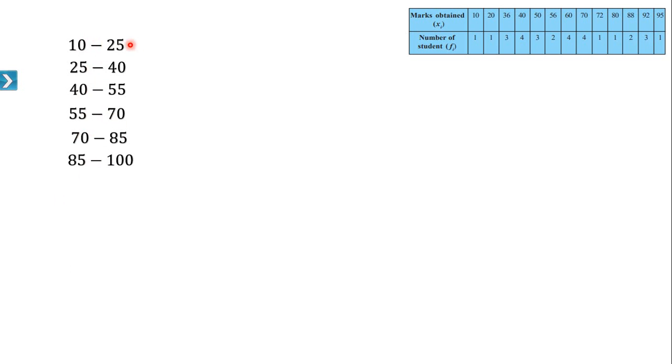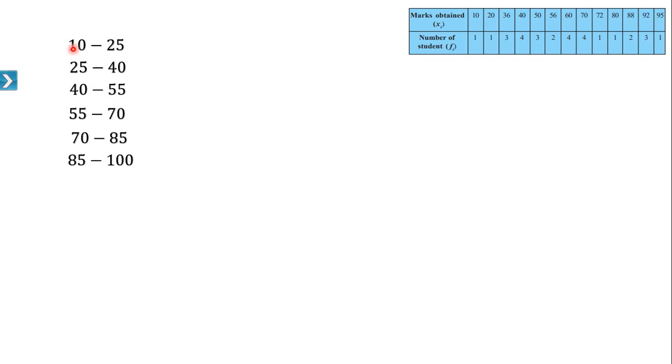While making the groups, remember the class size should be the same. Here 10 to 25 class size is 15, 25 minus 10 is 15, 25 to 40, 40 minus 25 is 15, 55 minus 40 is 15, 70 minus 55 is 15.